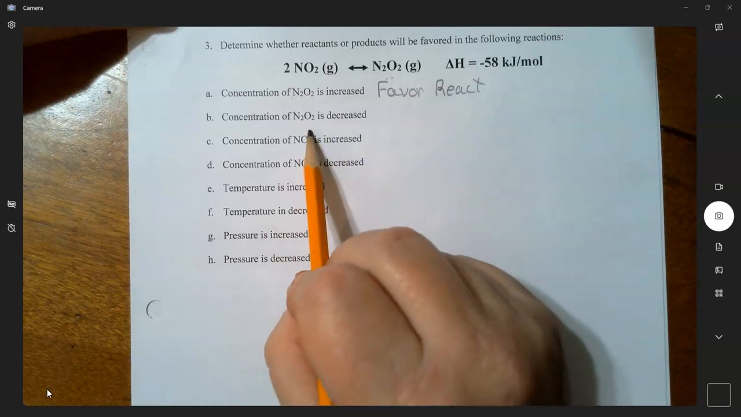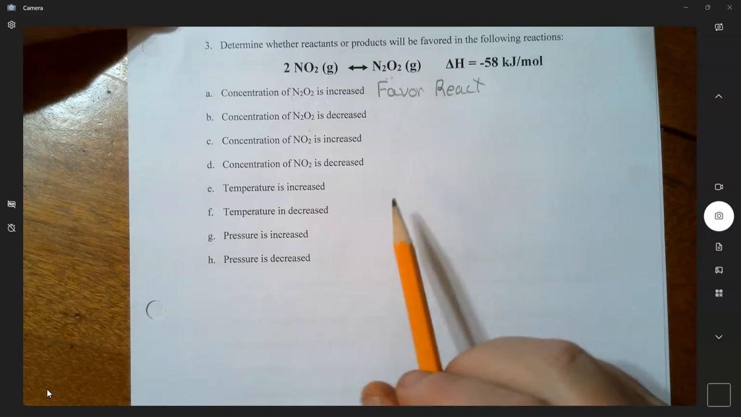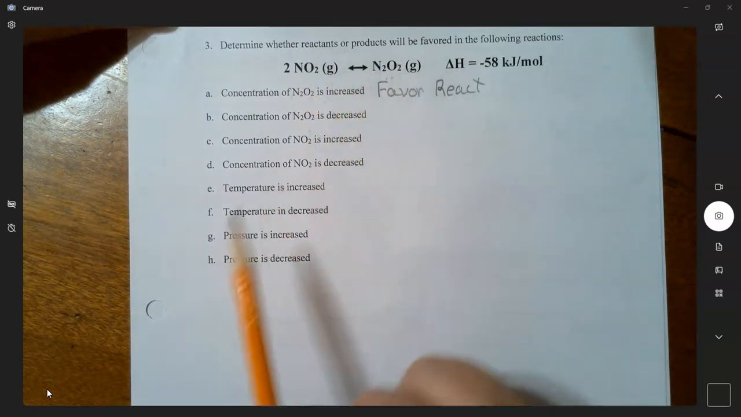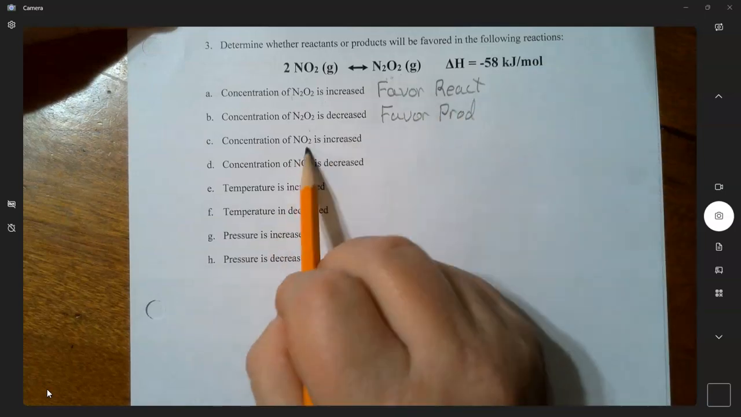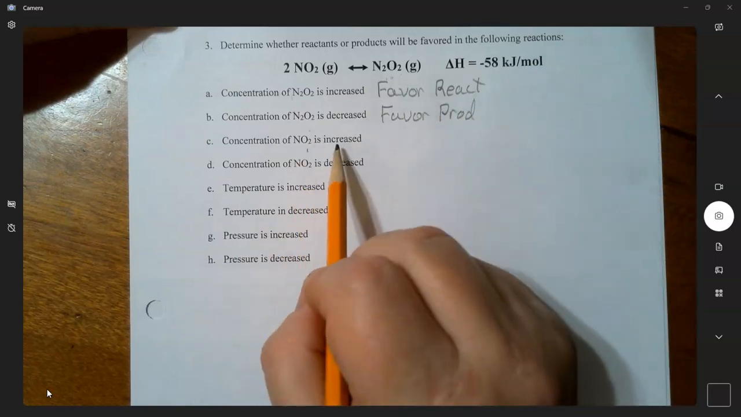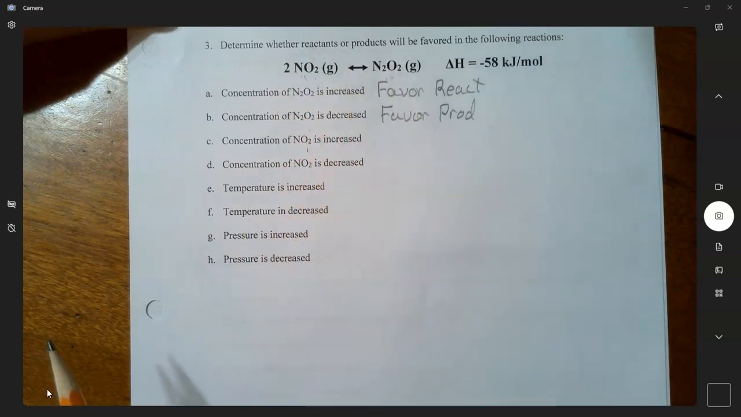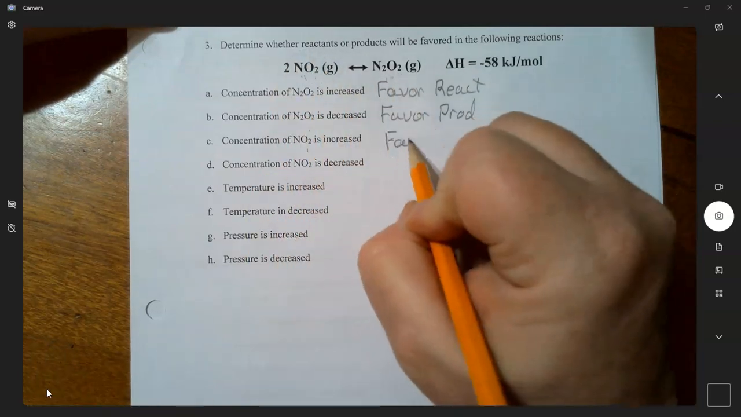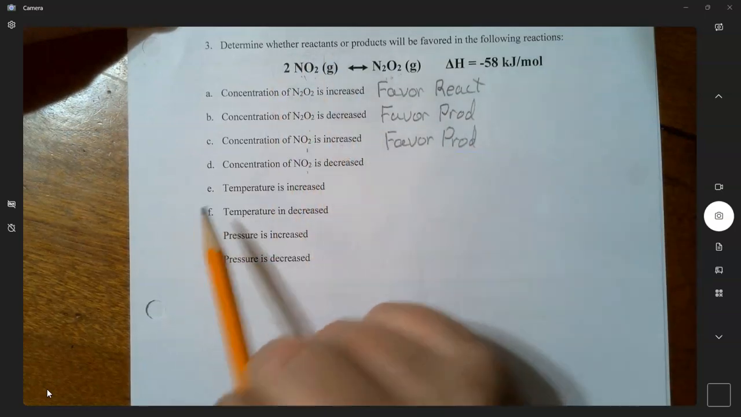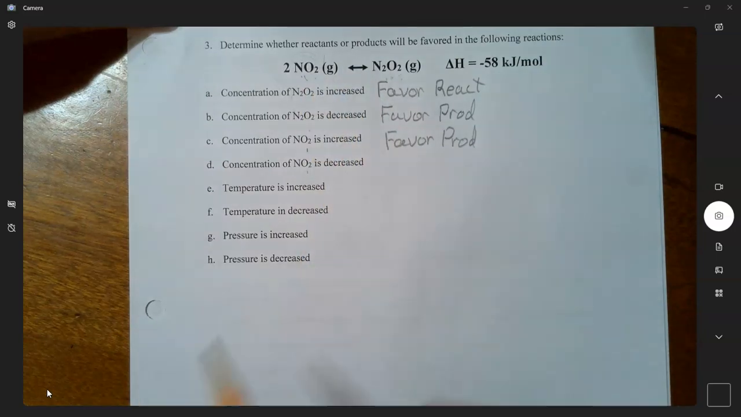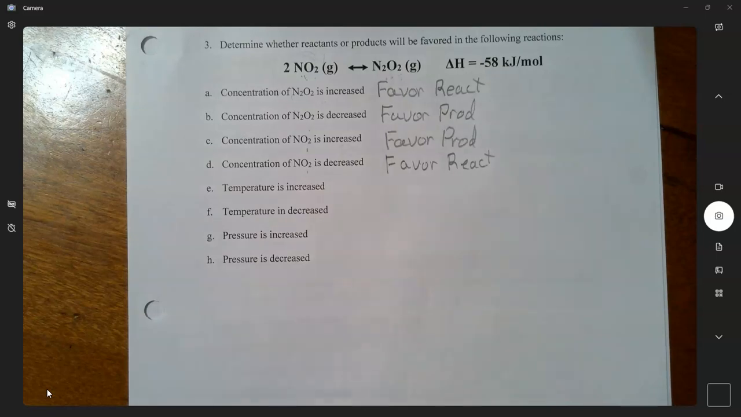Okay, concentration of N2O2 is decreased. So you made this room less crowded. So everybody's going to want to move toward the less crowded room. So that favors products. Concentration of NO2 is increased, this one. That makes this side more crowded. Everybody's going to want to move over to the products. Okay, concentration of NO2 decreased. You made this room less crowded, so everybody wants to move over to the less crowded room, so that's going to favor reactants.